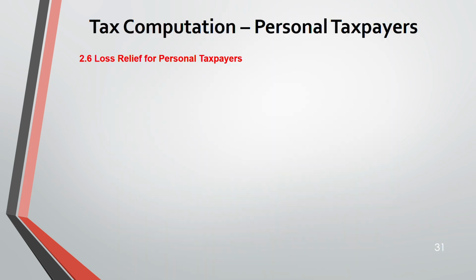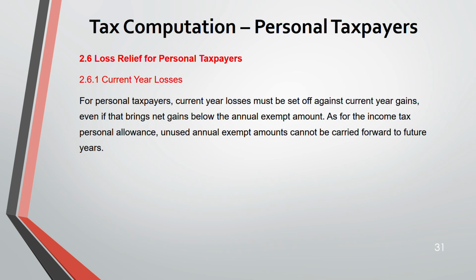Now, loss relief for the personal taxpayer. So there's a current year loss. For the personal taxpayer, your current year losses must be set off against the current year gains, even if that brings your net gain below your annual exempt amount, that means below 3,000. So what happens when your net gain is less than 3,000? Some or all of your annual exempt amount might be wasted, same like personal allowance.